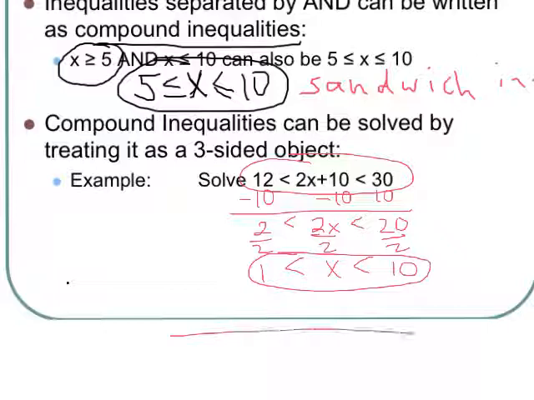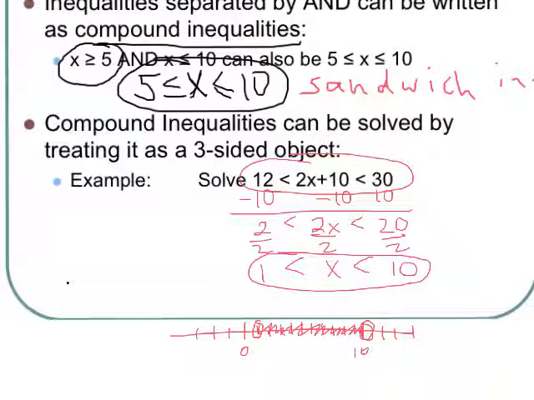If I get out a number line, 0, 1, 2, 3, 4, 5, 6, 7, 8, 9, 10, 11, 12, and so forth, negative 1, negative 2. In between 1 and 10, I need to shade. What about 1 itself? No. Yep, that one's left open, and 10 is left as an open circle as well.